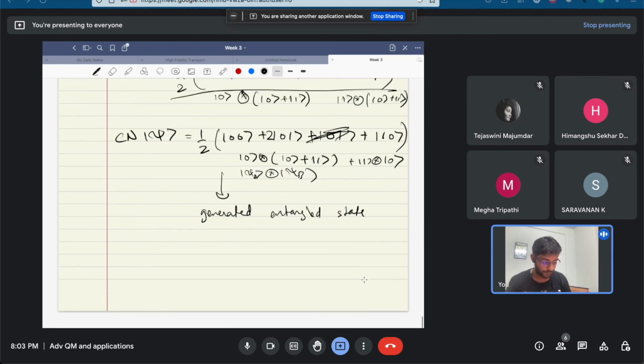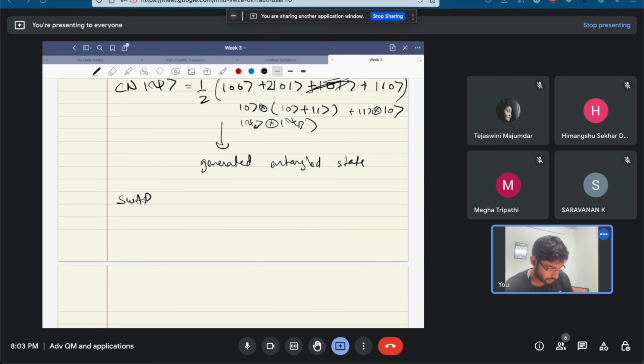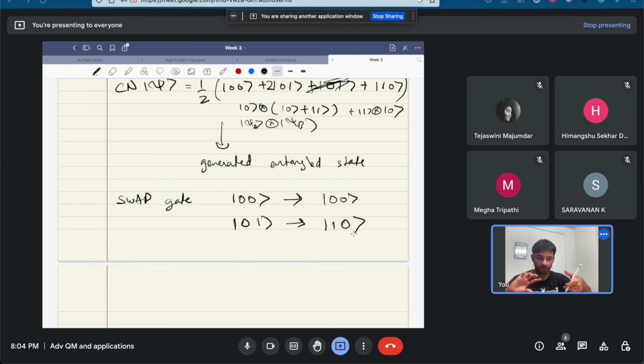Okay, and some other gate that might be useful for you is the swap gate. So what does the swap gate do? When you have 0 0, it doesn't really do anything, it remains as it is. But when you have 0 on the first bit and 1 on the second bit, then it flips it. So the A system goes to 1 and B goes to 0. It's like the complete opposite of what you initialized. And similarly for 1 0, it's the same thing, giving 0 1, and for 1 1 it doesn't do anything. Okay, so these are some of the gates that can be useful.